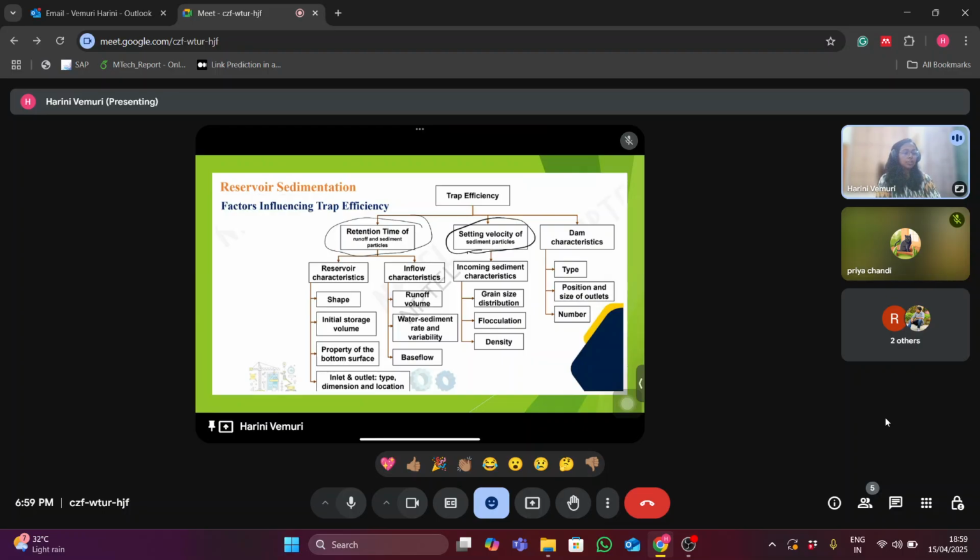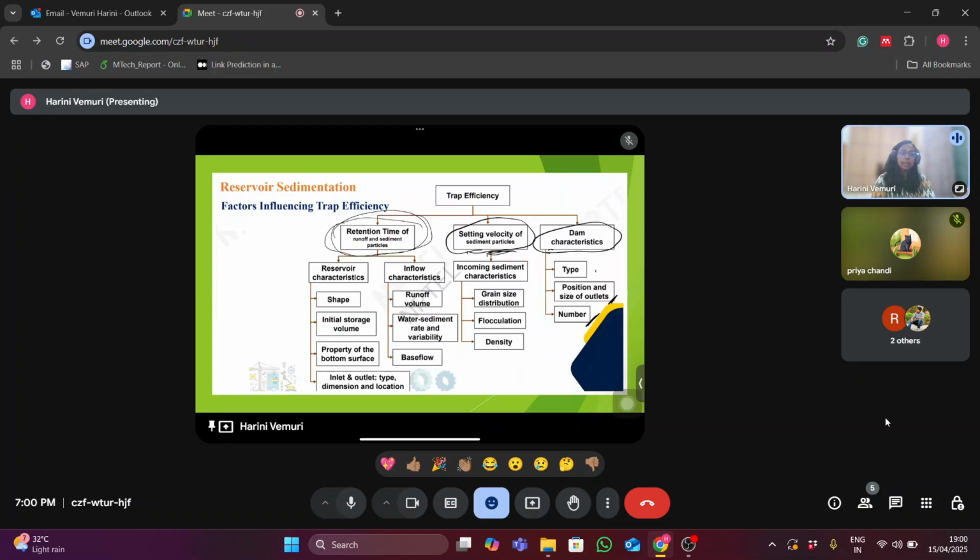settling velocity of the sediment particle, and dam characteristics. For dam characteristics: what is the type of the dam, position and size of outlet, number of outlets and dams, etc. For settling velocity of sediment: the incoming sediment characteristics, the grain size, because settling velocity mainly depends on the grain size of the sediment, flocculation, and density. And when you are talking about retention time of runoff and sediment particles, mainly reservoir characteristics and inflow characteristics are the major factors that influence the trap efficiency.